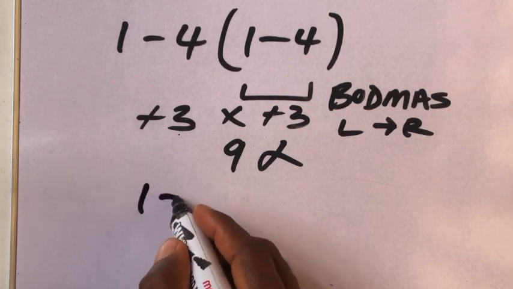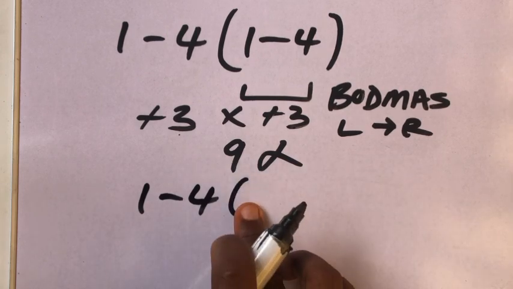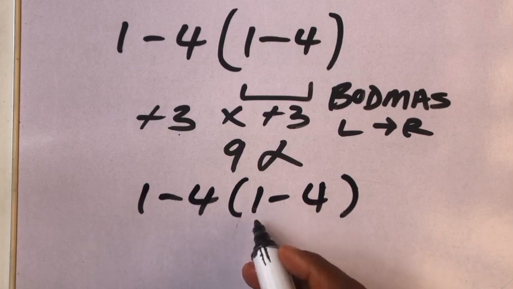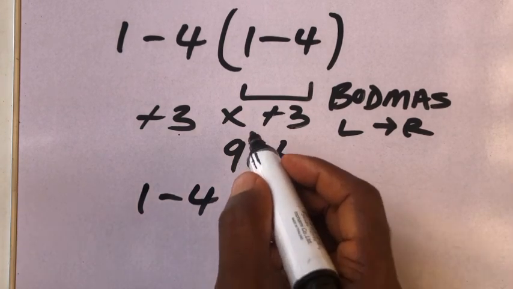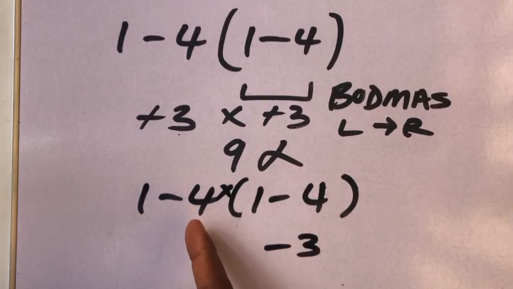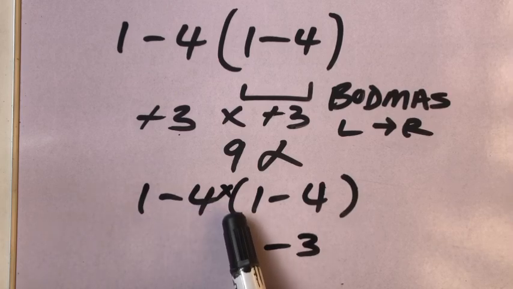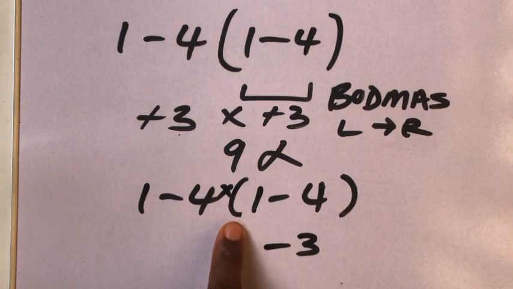So 1 minus 4, 1 minus 4. Now, first of all, we are going to do this. 1 minus 4 is minus 3. Remember, there is an invisible multiplication. The reason why there is a multiplication here is because 4 is close to this parenthesis. This 4 is close to this bracket. When 4 is close to this bracket, it means we have to multiply it. That is what it means in mathematics.